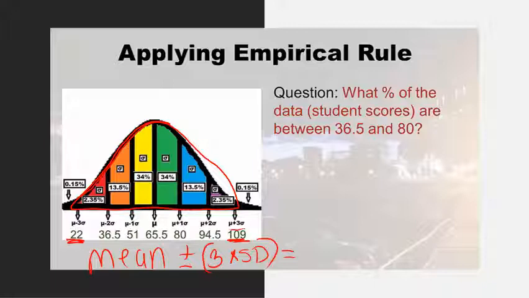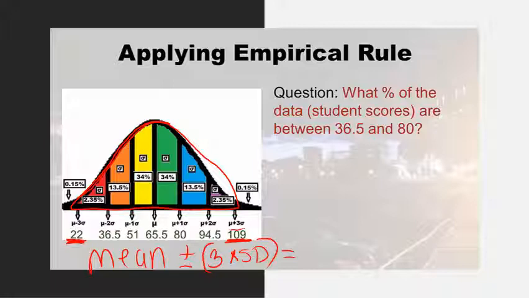99.7% of your data is going to fall between 22% and 109%, between those two scores. So that's pretty crazy that we can figure things like that out.